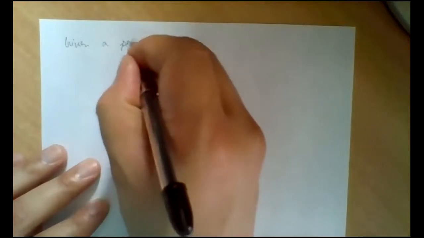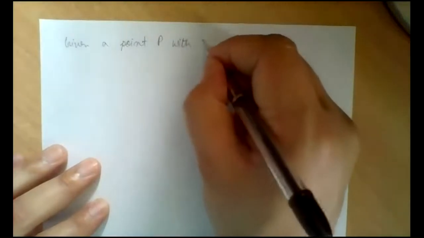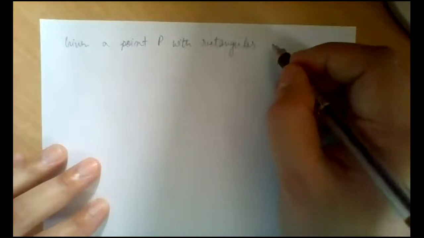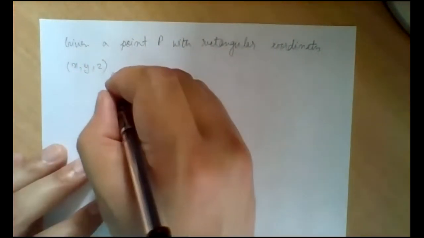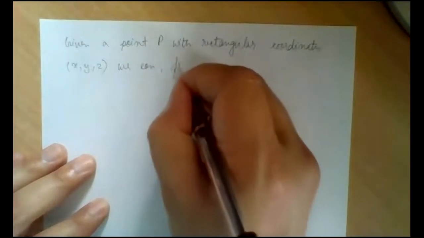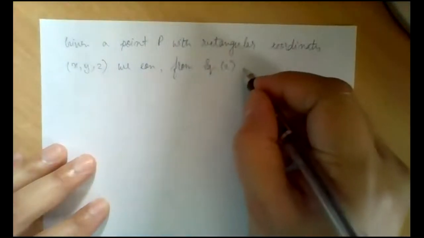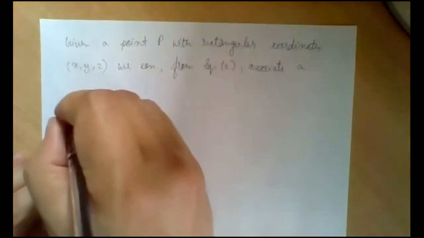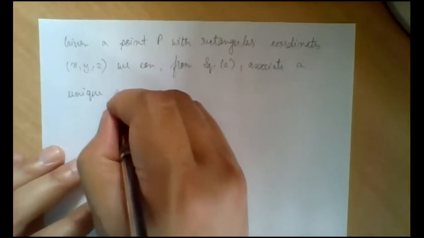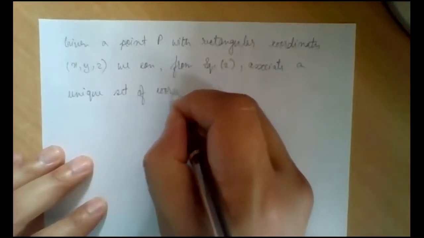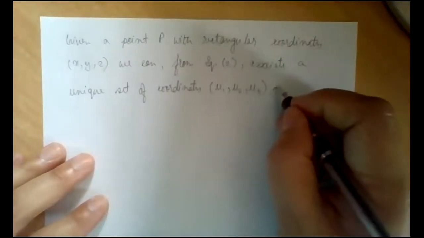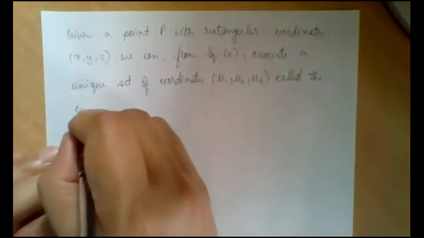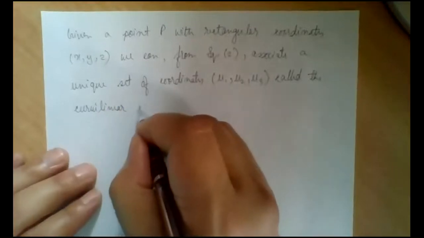Given a point P with rectangular coordinates x, y, z, we can, from equation number two, associate a unique set of coordinates u1, u2, u3 called the curvilinear coordinates of P.